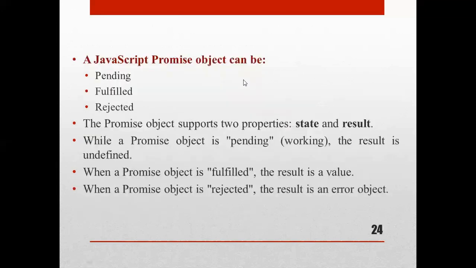So a JavaScript promise object can be pending, fulfilled, or rejected. The promise object supports two properties.